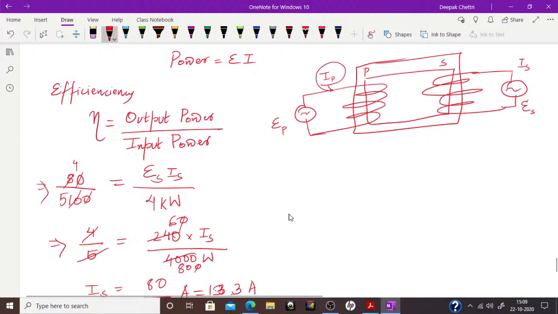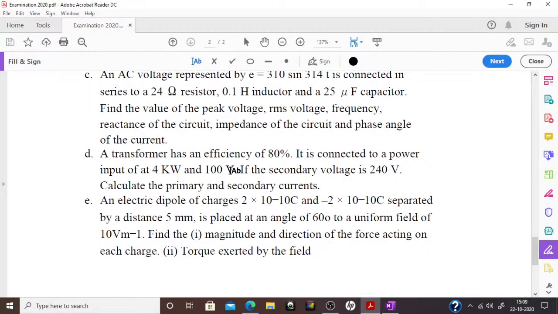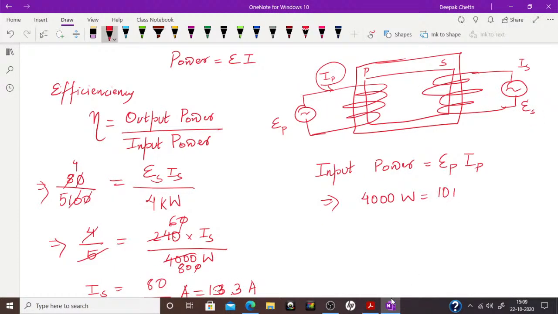So how to find the value of IP? See, input power is given to us, right? I told you above, the formula for power is E into I. So for input it will be EP into IP. So input power is given, how much is it? 4000 watt, 4 kilowatt, right? And one more thing they have also given, can you see this 100 volt, this is the input voltage, 100 volt. So EP is 100 volt. Okay, so IP you can find. So IP will be equal to 4000 divided by 100. Cancel this, answer will be 40 amperes.